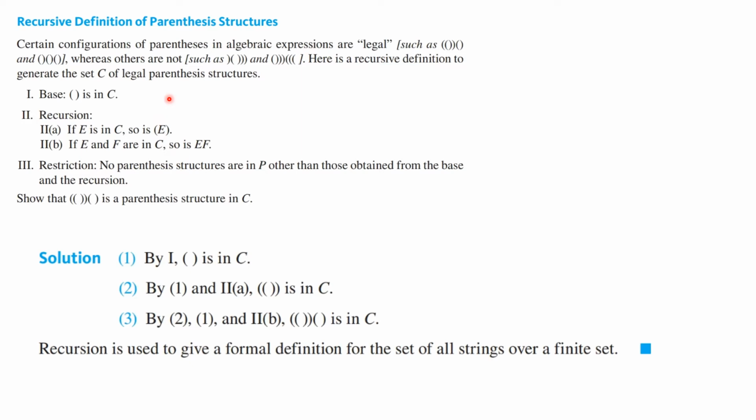So the base says that a pair of parentheses like that is in the set C of legal parentheses structures. And if E is in C, you can put E inside of parentheses, so you can nest parentheses. And you can also put parentheses next to each other. And the restriction is no parentheses structures are in C other than those obtained from the base and the recursion. So what we're supposed to do is show that this expression is a legal expression. This one.